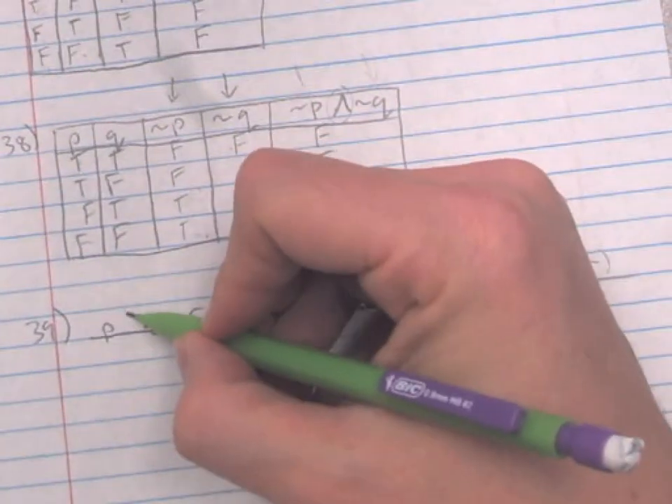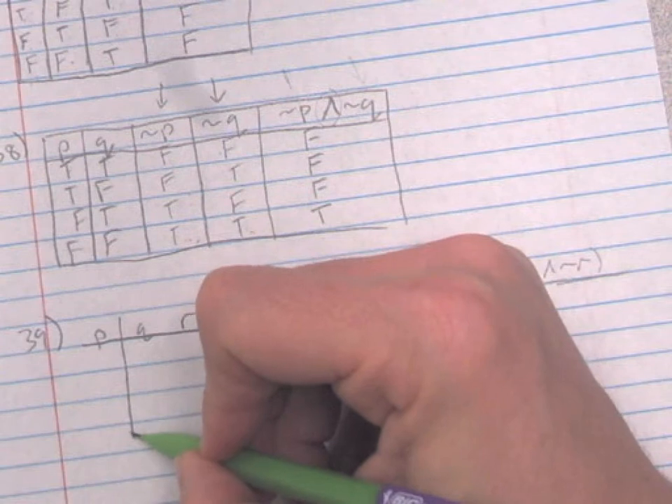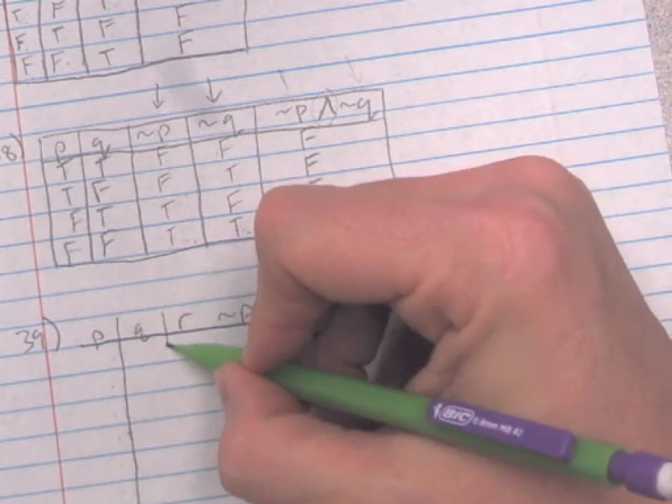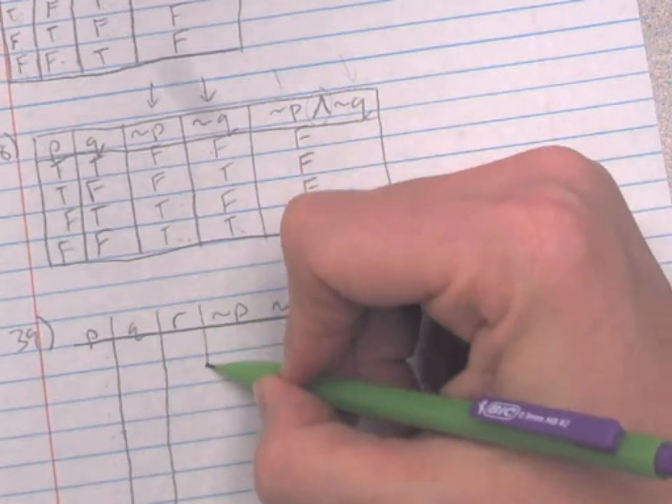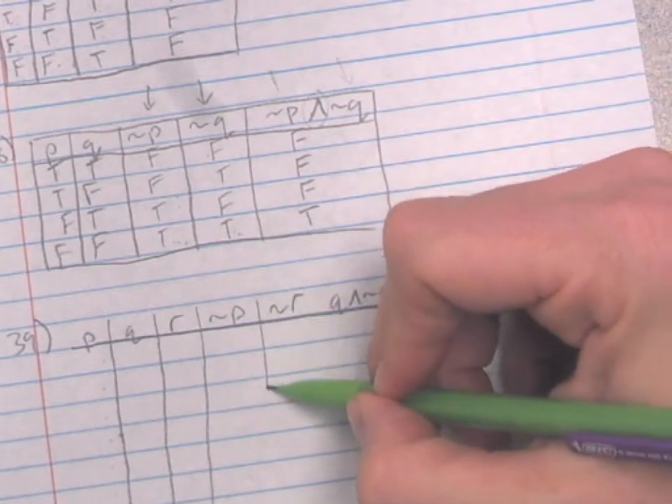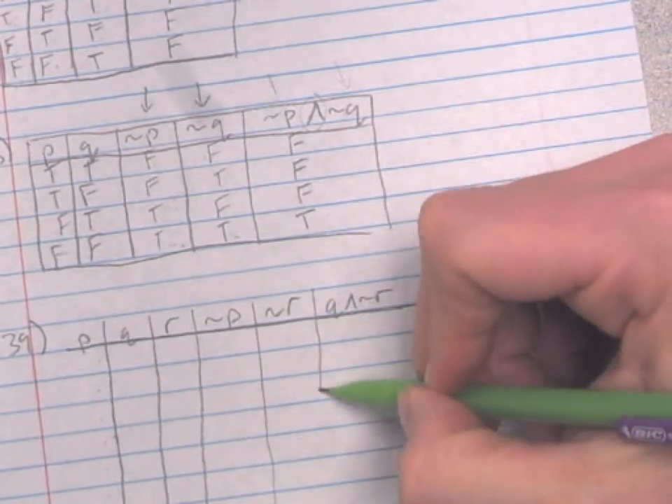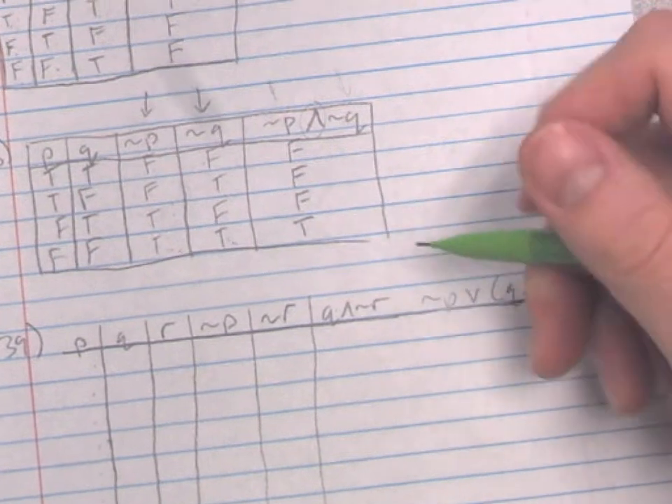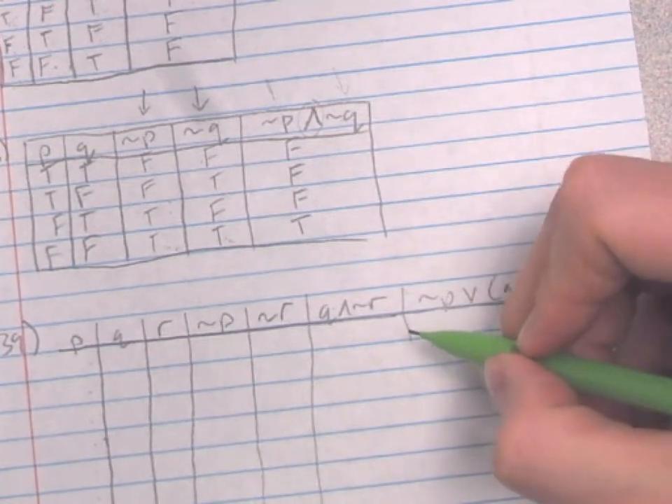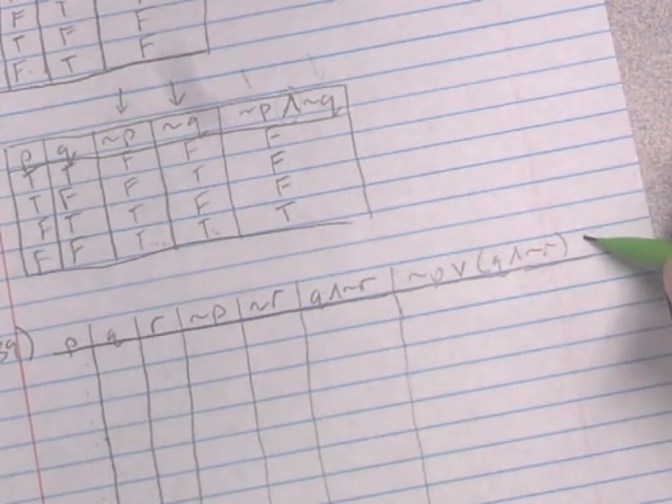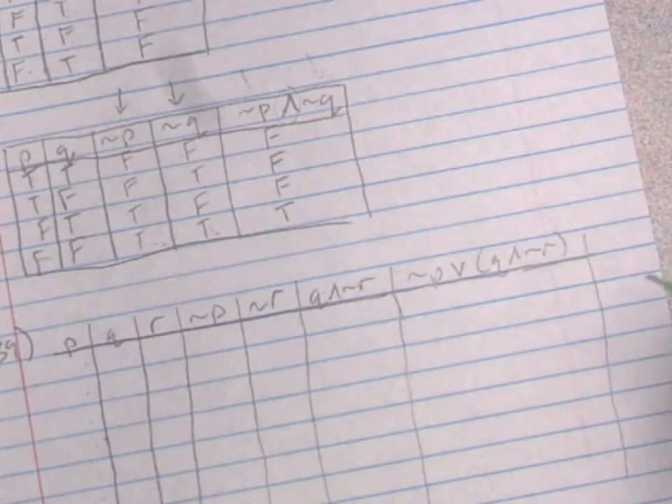All right, so I got a column for these, and we need 8 spaces. 1, 2, 3, 4, 5, 6, 7, 8. Okay, we got a column for Q, we got a column for R, we got a column for not P, we got a column for not R, we got a column for Q and not R, and then we got our final column, which is what we're kind of looking for at the very end.